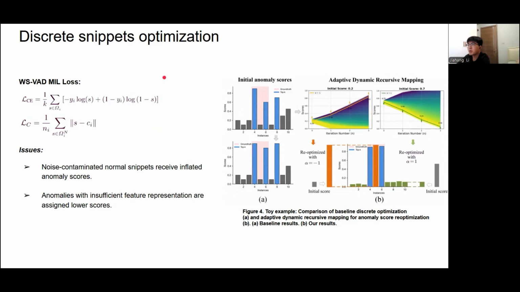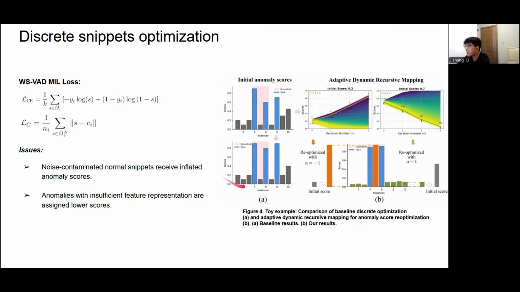However, this approach mainly focuses on the top ranked discrete snippets during training. While it is effective at identifying the most obvious abnormal snippets, it still has two main limitations. It may mistakenly select noisy normal snippets as anomalous. It overlooks the lower ranked snippets that may still contain important abnormal events.